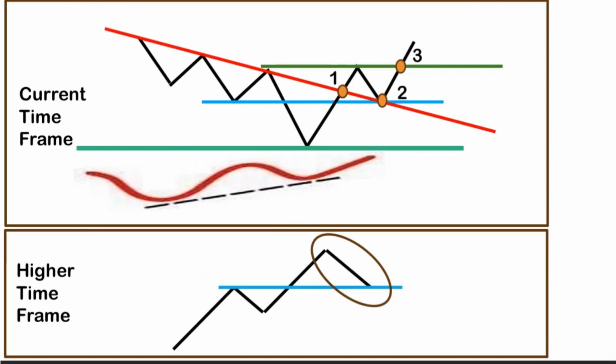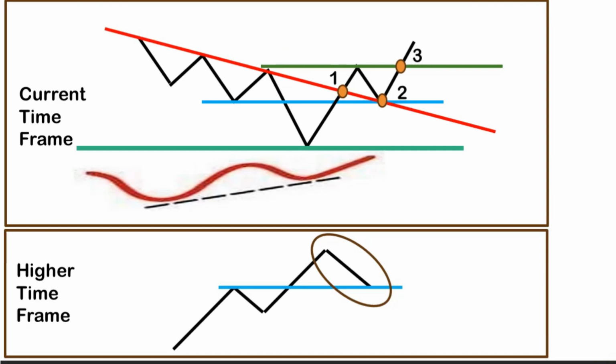After that, you see the first indication is the price breaking the trend line. So you see point number one, that is an aggressive entry point, wherein as soon as the price breaks the trend line and closes above the trend line, you enter into a trade.